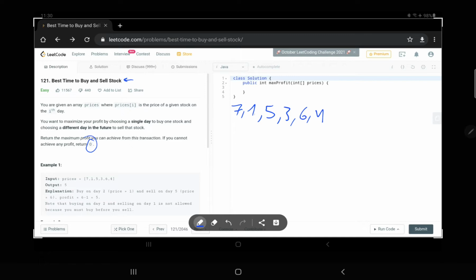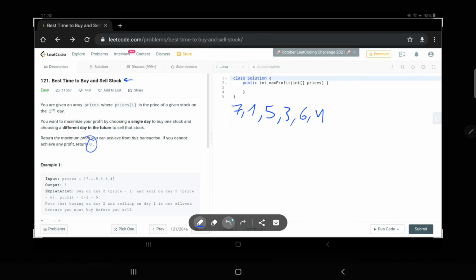The second day is 1, so the max profit here is 5, because we would buy here and sell on this day. The next day is 5, and the profit here is 1, less than the previous profit that we had, 5. Here the max profit is 3, and here the max profit is 1. So we are left with 5. 5 is the max profit.